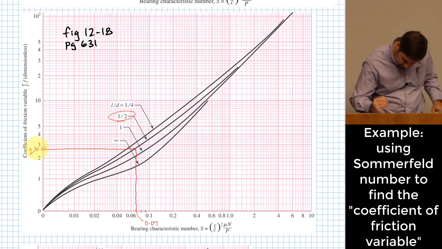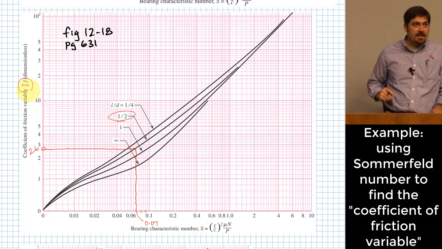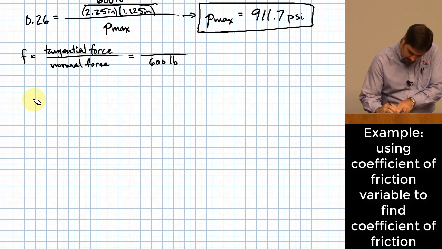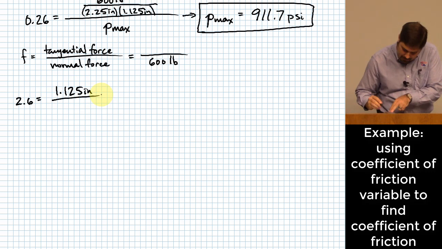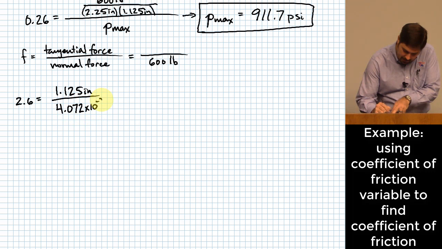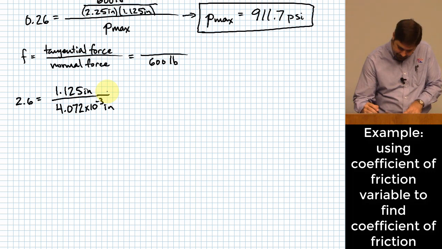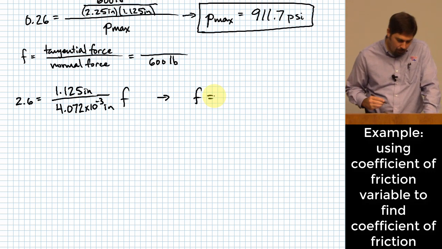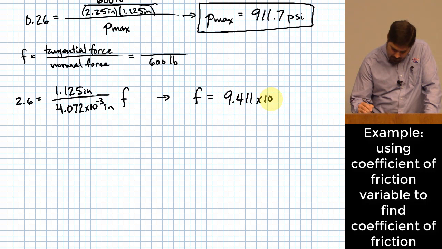And 2.6 is equal to this dimensionless group of R over C times F. Okay, 2.6 is equal to R. Remember, R is just the radius of the journal. And 4.072 times 10 to the minus third inches was our radial clearance, and this is multiplied by F. And when you solve this for F, it ends up giving you 9.411 times 10 to the minus third.